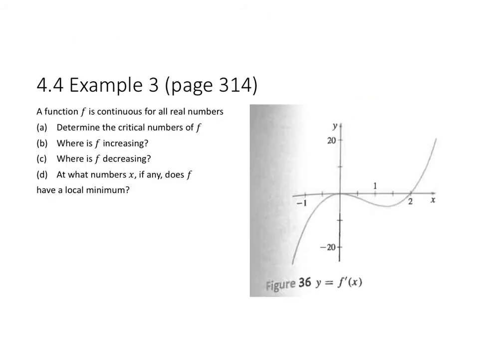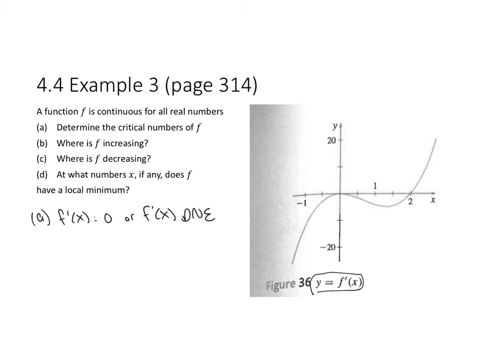In example 3 on page 314, they give us a picture. It's figure 36, and this is the derivative. That's really important. I want to stress that again. They're giving us the function, the derivative, the picture of the derivative, and they're asking us to find some stuff. So in part A, it wants to know, determine the critical numbers of f. So the critical numbers occur when the derivative equals 0 or the derivative does not exist.